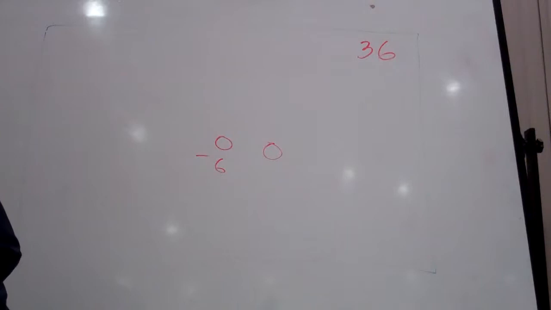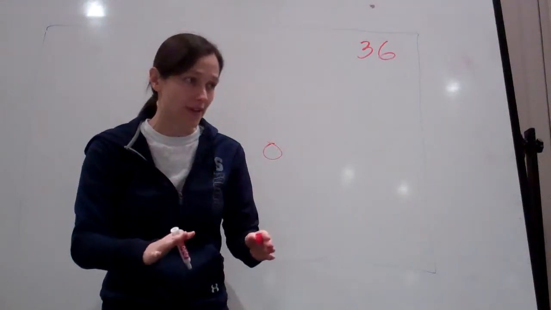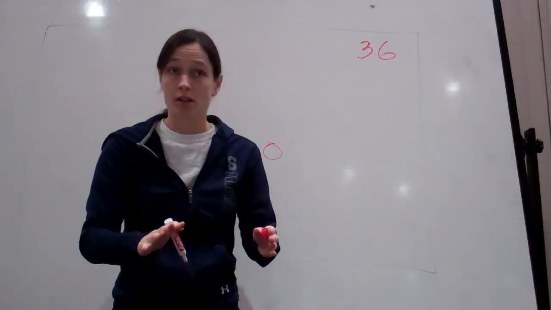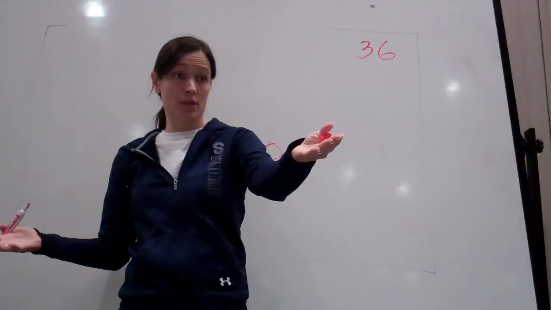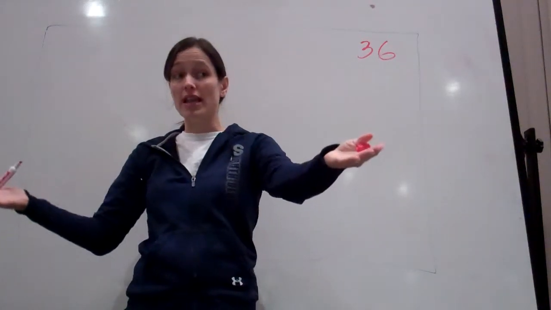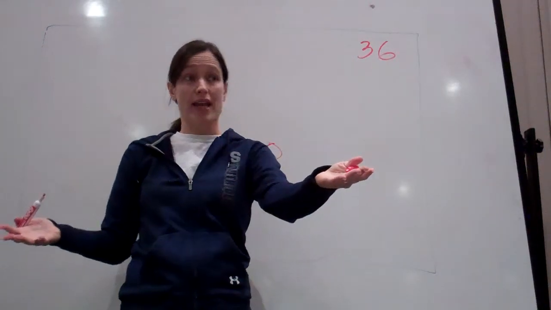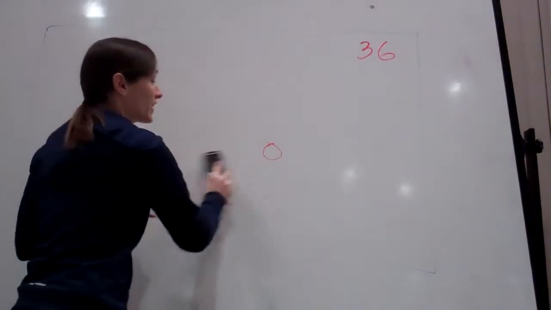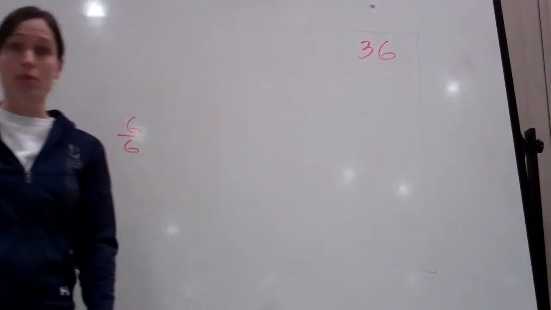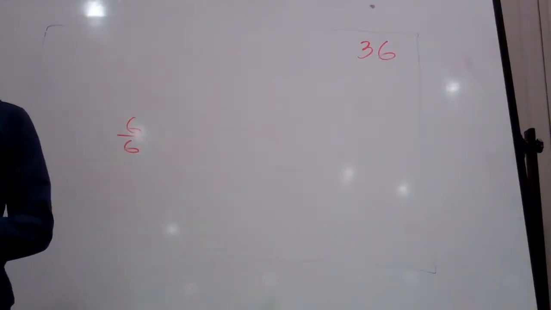Okay? And last one. What are my chances of rolling a number less than 7? 1. It's 6 over 6. Why? Because a number less than 7 is 6, 5, 4, 3, 2, and 1, which are all the numbers on the die. So I have 6 out of 6 chances of getting a number less than 7, right? Which equals a 1, right?